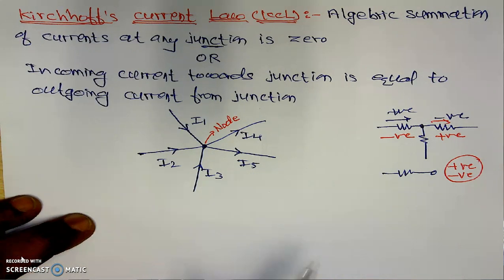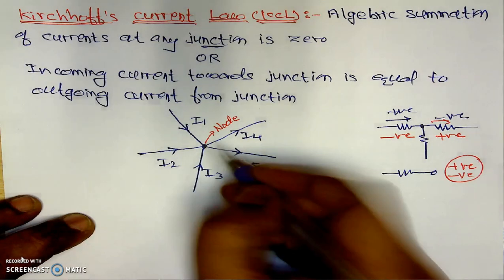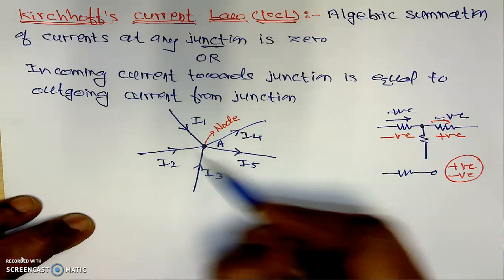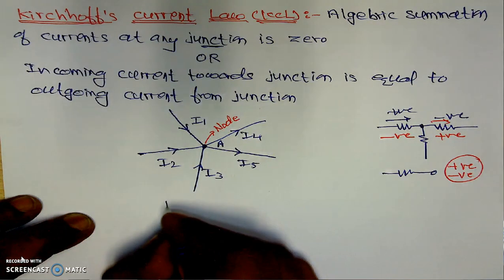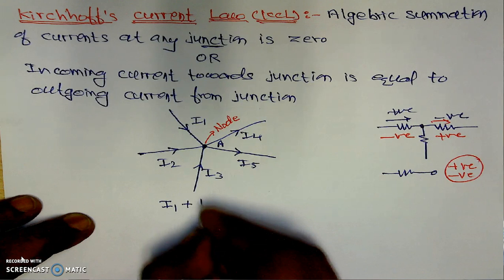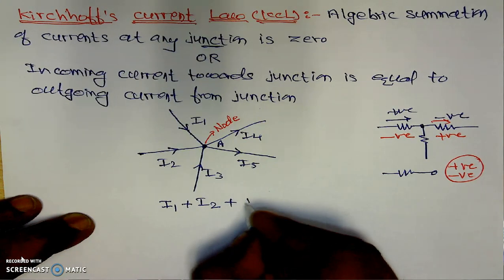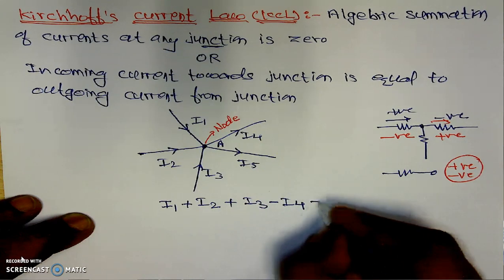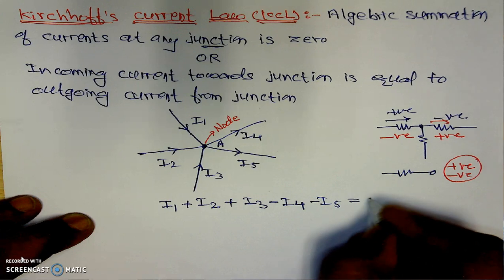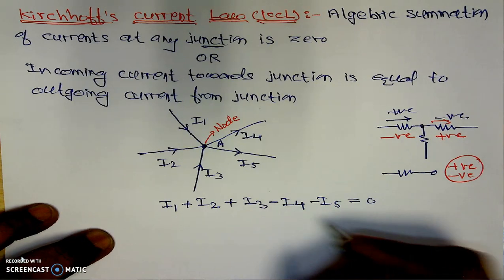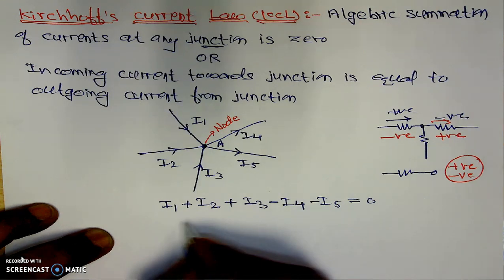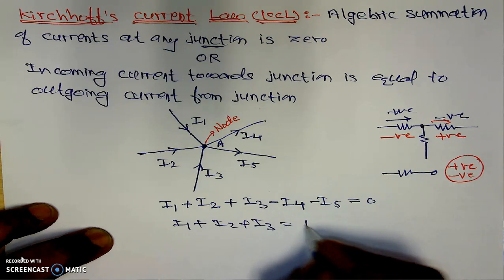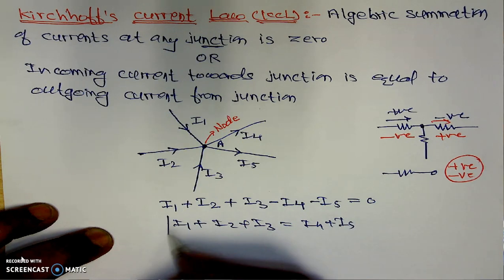Now here, if I am applying the KCL at this node, I will call it node A, the algebraic summation of the currents at any junction is 0. Here incoming current I1 is positive, incoming current I2 is positive, incoming current I3 is positive, then minus I4 because it is outgoing, minus I5 because it is again outgoing, which is equal to 0. This is applying the KCL at any node. If we simplify it further, I1 plus I2 plus I3 is equal to I4 plus I5.